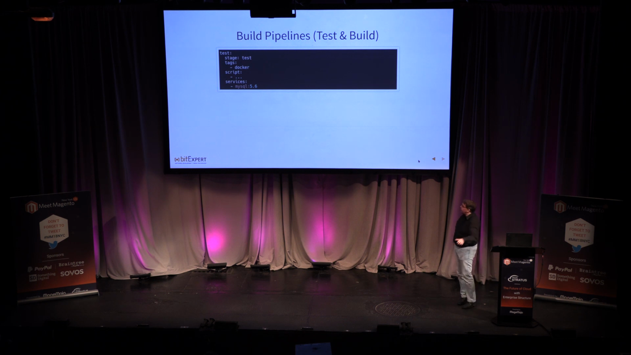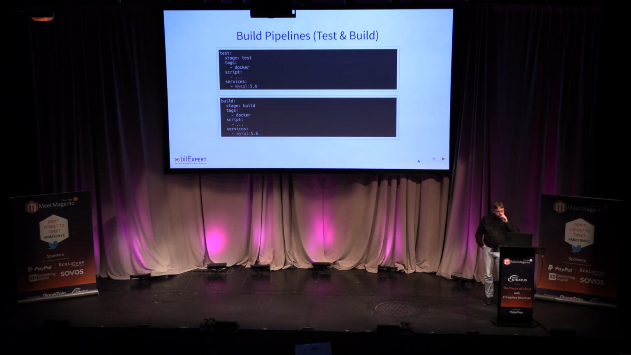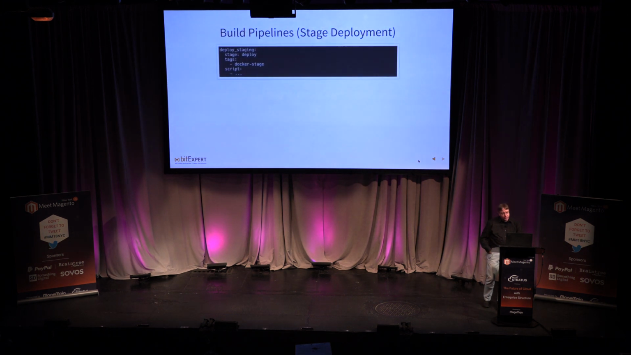The test stage, we've just seen what's happening, so I don't show you this in detail anymore. The build stage, I'll show you in a second, but basically it looks quite the same. What's a bit different is the deploy stage. The difference in the upper part is that we don't use the tag Docker, we use the tag docker-stage. And we do this for a reason.